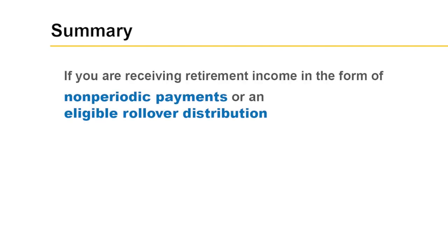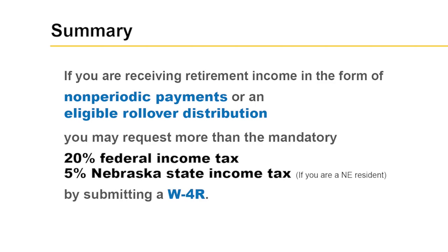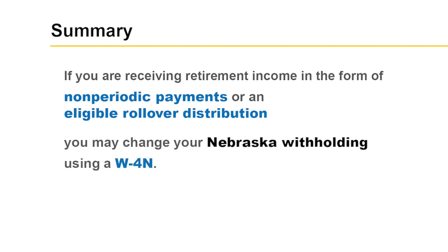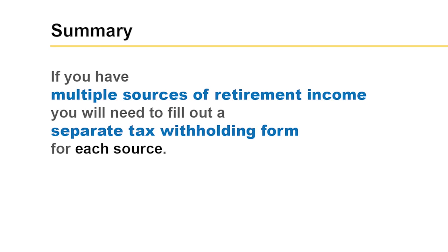If you are receiving retirement income in the form of non-periodic payments or an eligible rollover distribution, you may request more than the mandatory 20% federal tax by submitting a W4R, and more than 5% Nebraska state tax by submitting a W4N. If you are eligible to claim exemption from Nebraska state tax, you must submit a W4N to claim that exempt status. Keep in mind that if you have multiple sources of retirement income, you will need to fill out a separate tax withholding form for each source.